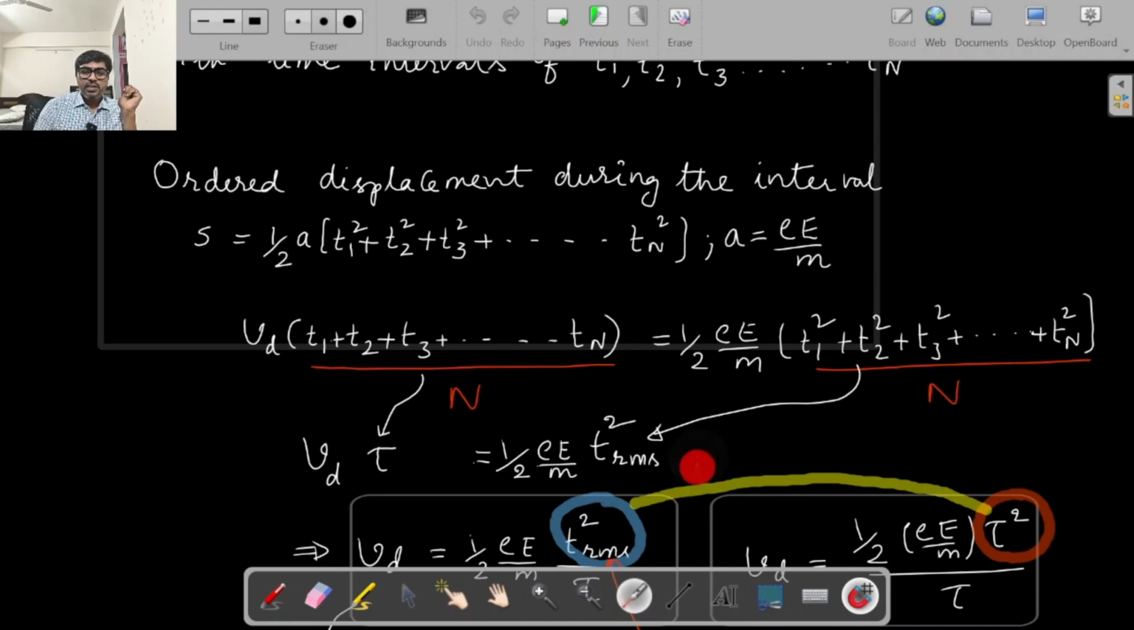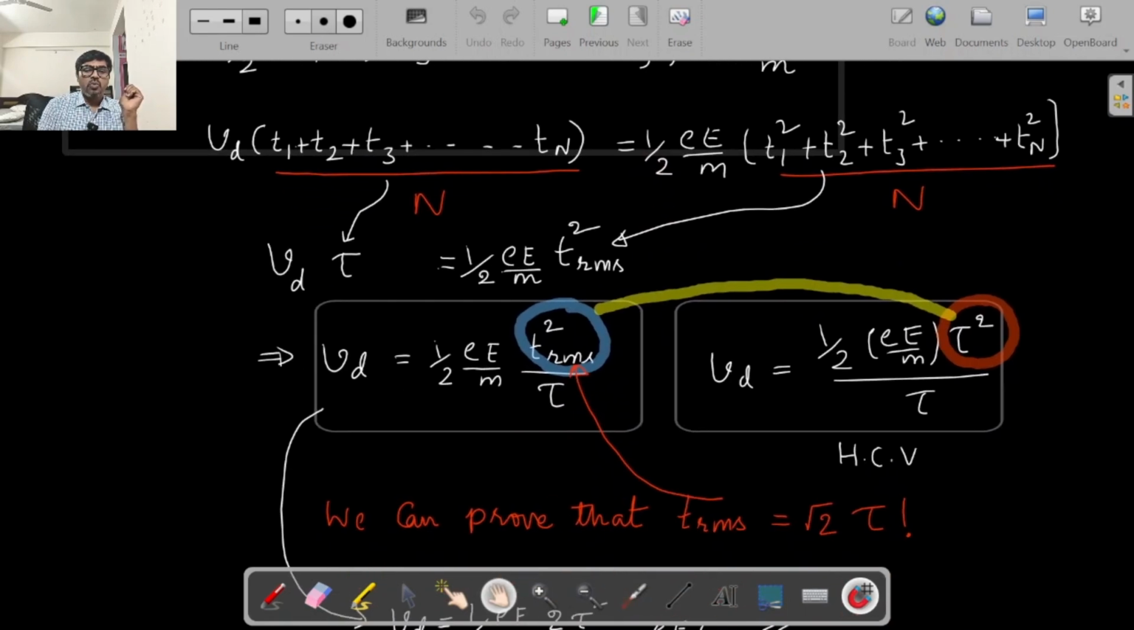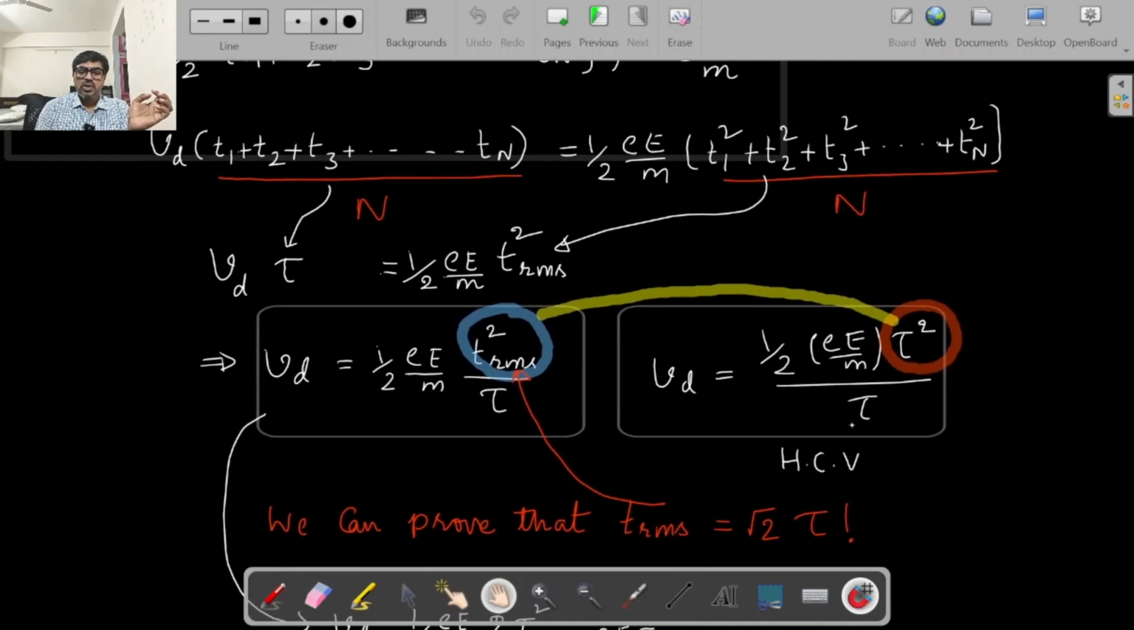So if I replace it with T RMS squared, then the formula will turn out to be Vd equals half of E by m, that is acceleration, T RMS square by tau, by taking tau this side. This is what I have derived by taking a larger amount of time, and this is HC Verma Sir's derivation on the right hand side. So compare HC Verma Sir's final formula and my formula on the left hand side.